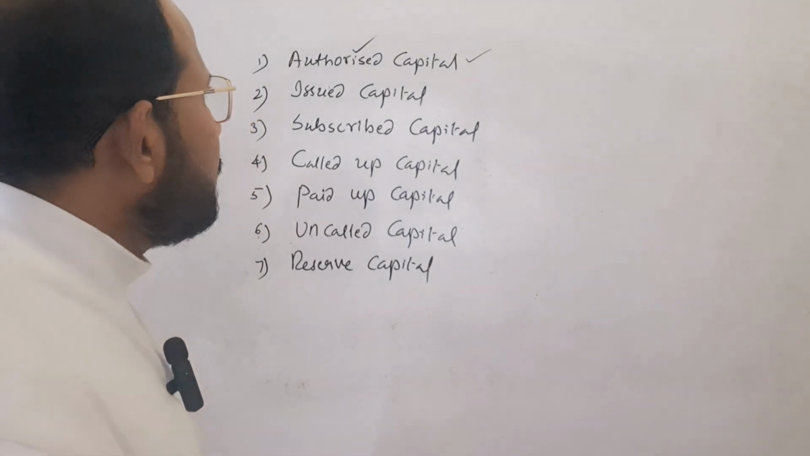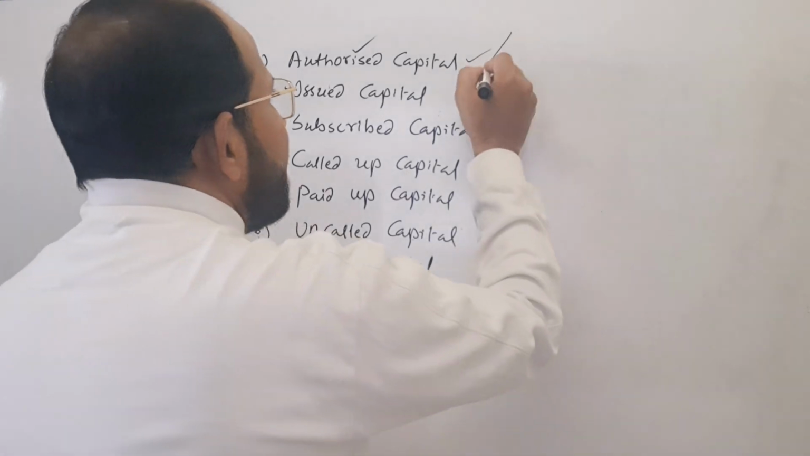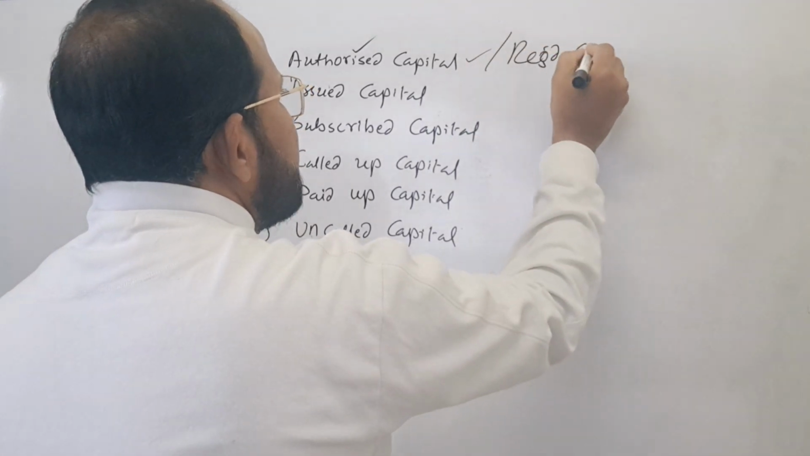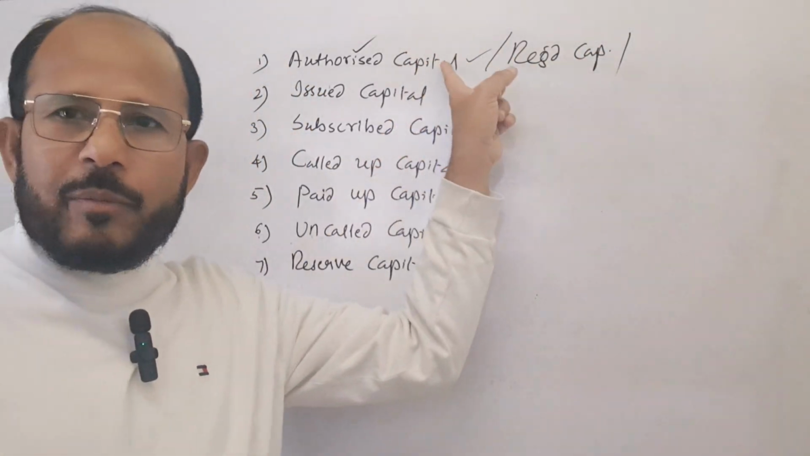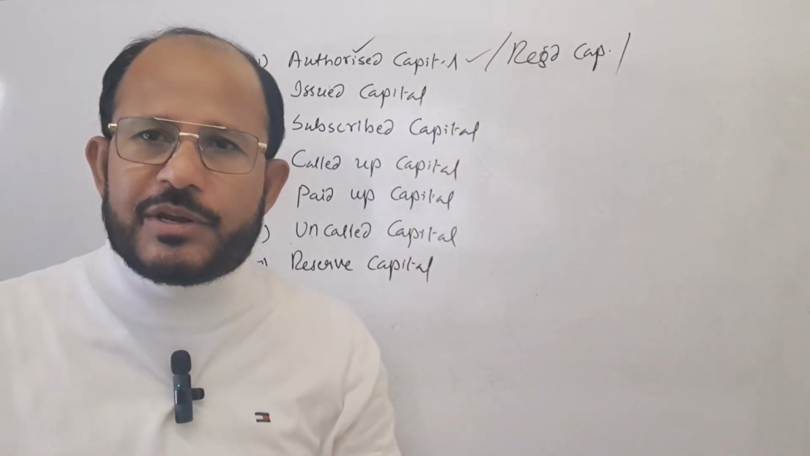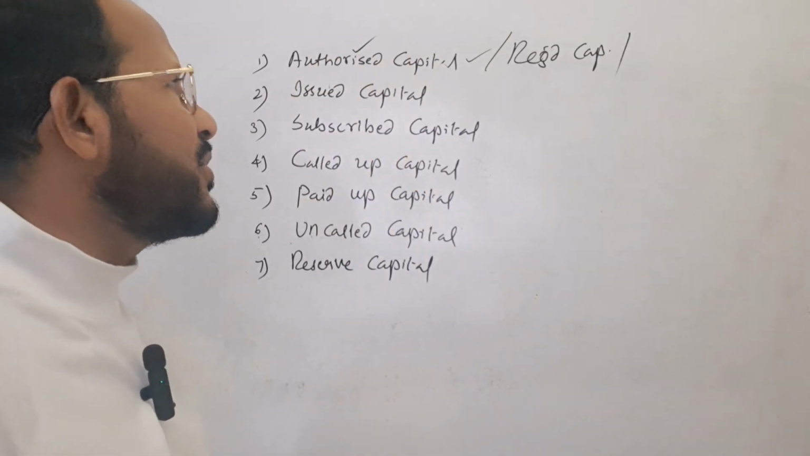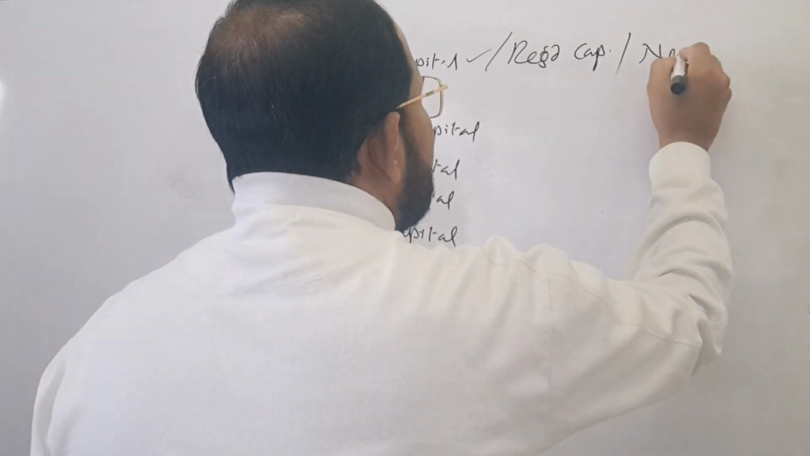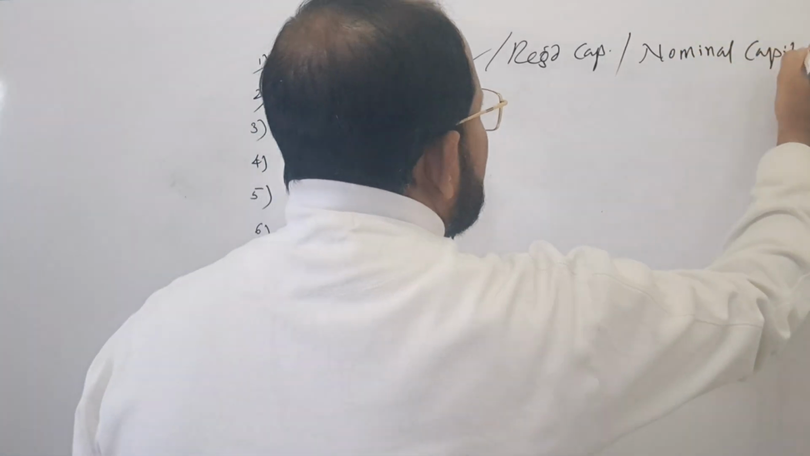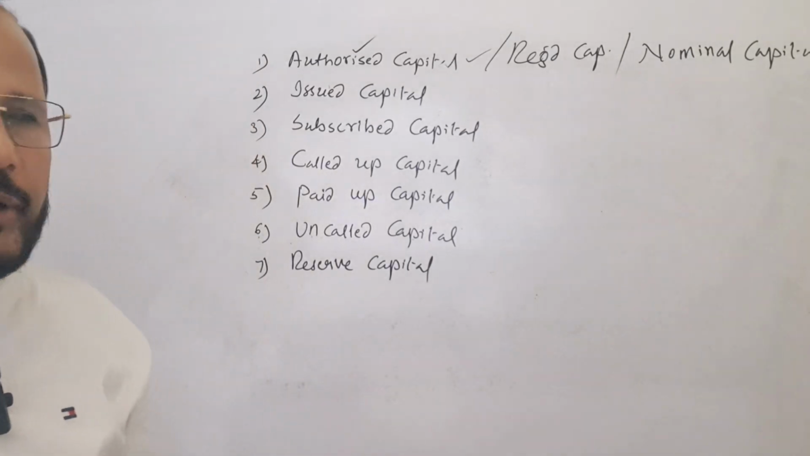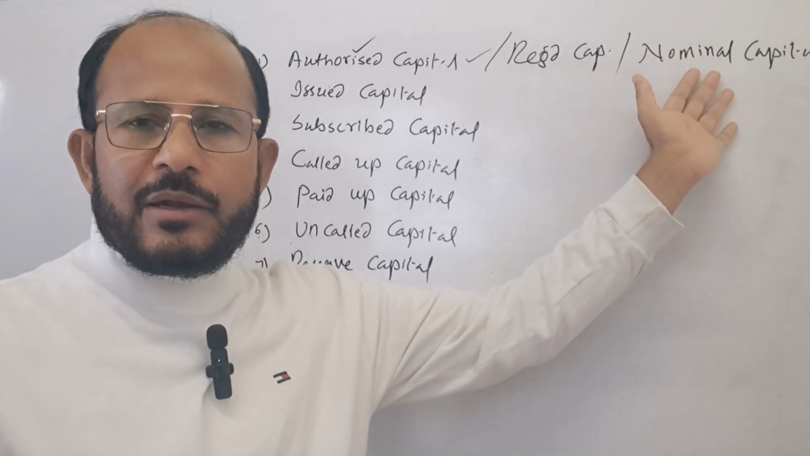Next one is, this authorized capital is also called registered capital. Try to understand, this is called registered capital because it is mentioned in the Memorandum of Association at the time of registration of the company. And since it is mentioned at the time of registration, this is also called nominal capital. There are different names to this capital: authorized capital, registered capital, and nominal capital.